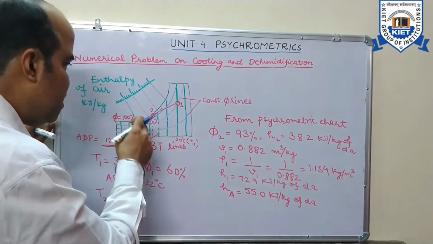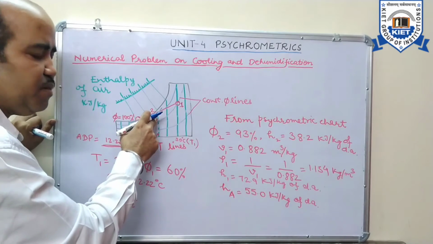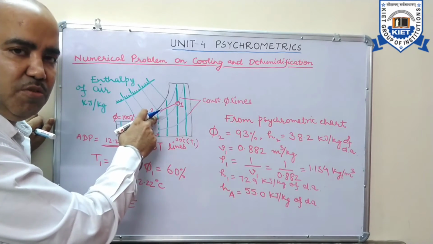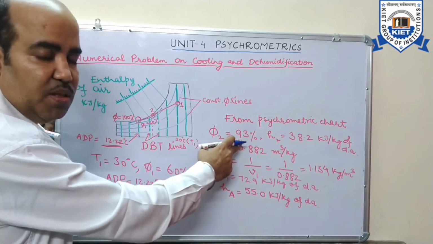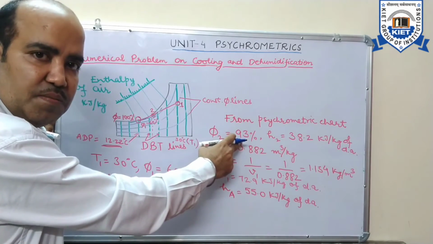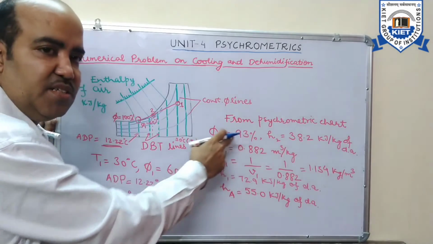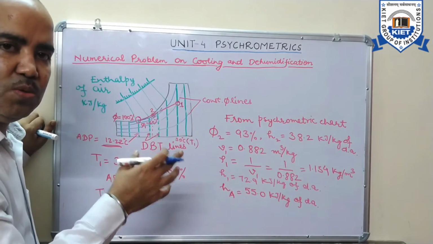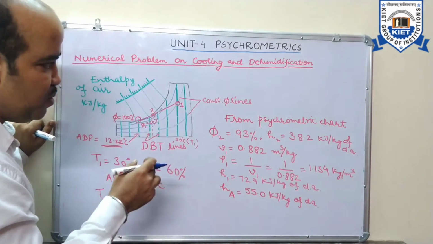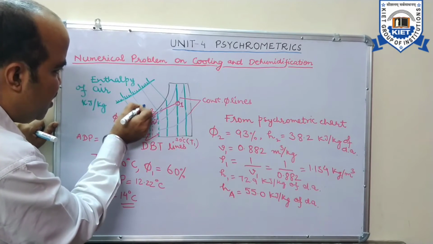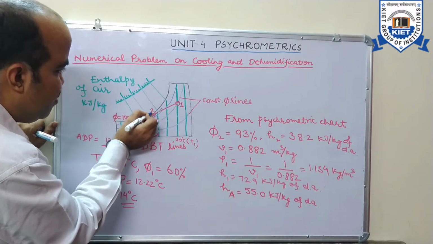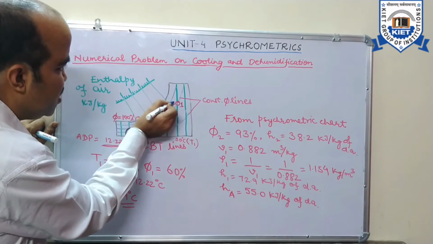Okay, so from the psychrometric chart, if you find out the value of relative humidity at point number 2, you will see that this value will come out to be equal to 93%. That is, relative humidity at the outlet will be equal to 93% now. Similarly, find out the value of enthalpy at point number 2 and enthalpy at point number 1 using the psychrometric chart.